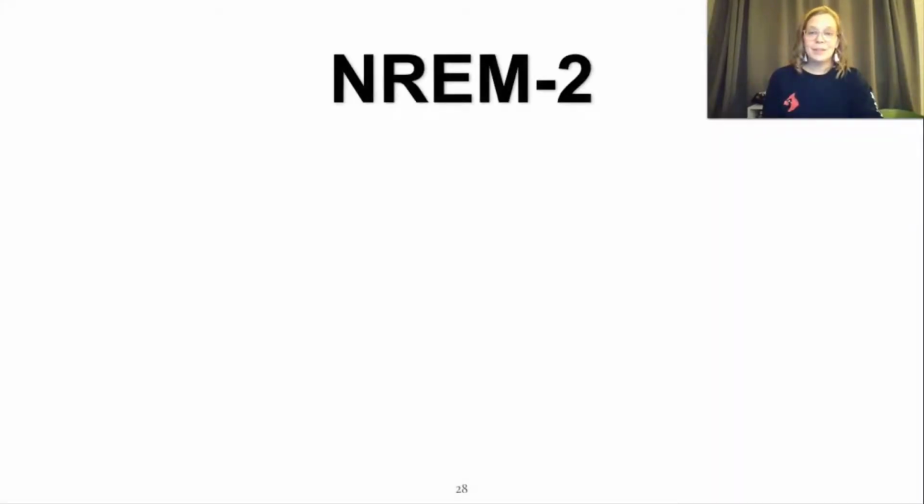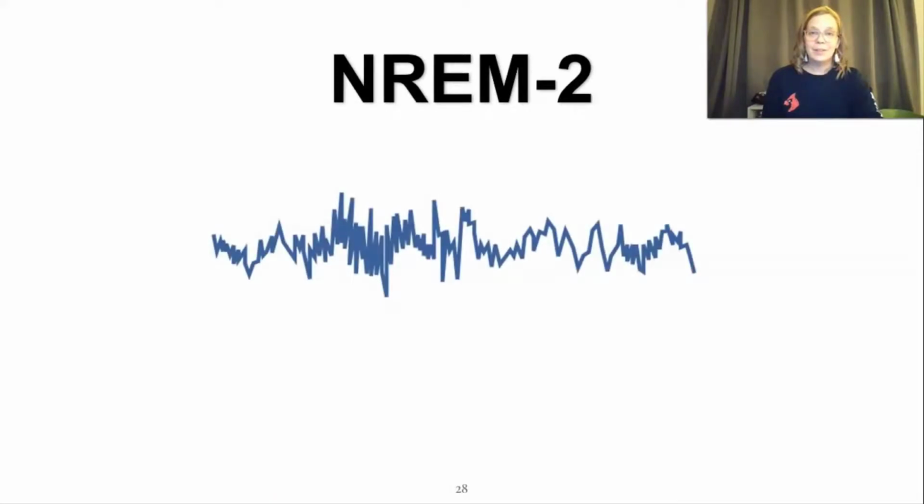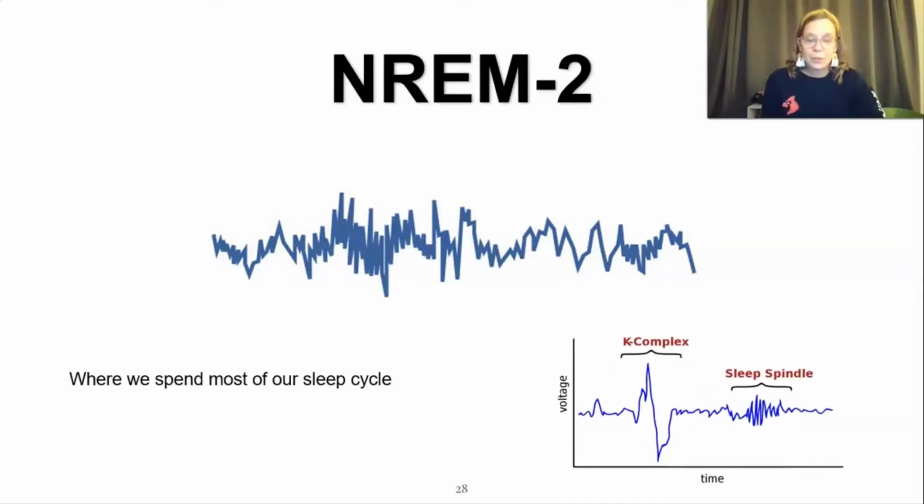Next. Well, I gave it away. Next is non-REM 2. That's all that's left, right? So non-REM 2, your EEG looks like this. It's characterized by these types of brainwaves. This is where we spend most of our sleep cycle, most of our time in sleep. Characterized by two unique types of brainwaves. One is the K-complex brainwaves, so the really large brainwave, and then sleep spindles, which is a fast burst of brainwaves.